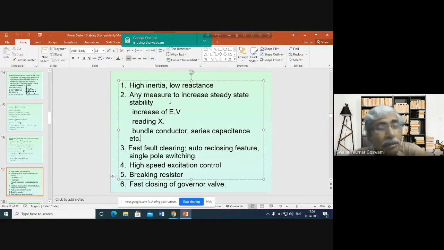If that high fault current flows through the capacitor, there will be a large voltage drop across the capacitor. So protection of the capacitor again becomes a problem. So protection of the lines becomes a problem because of the flow of heavy fault current, and protection of the capacitor also becomes a problem in this case.